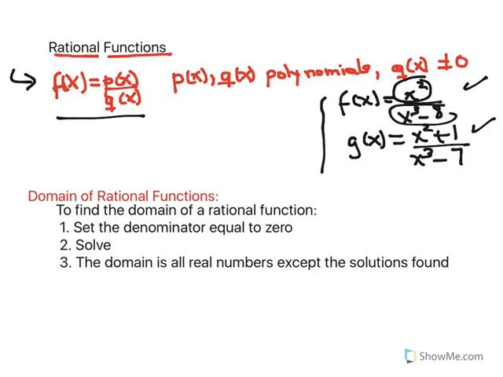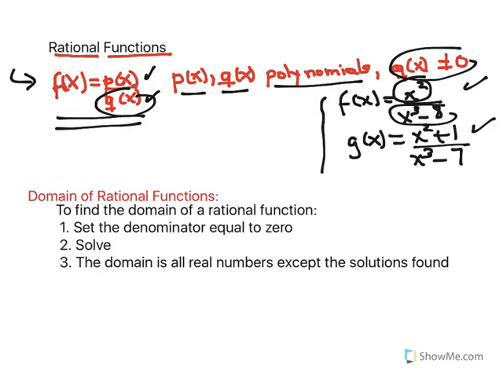So the way we're going to represent rational functions is f of x equals p of x divided by q of x. P of x and Q of x are polynomial functions, and Q of x, the denominator, is not zero. We all know that division by zero is not possible in mathematics, so Q of x cannot be zero.